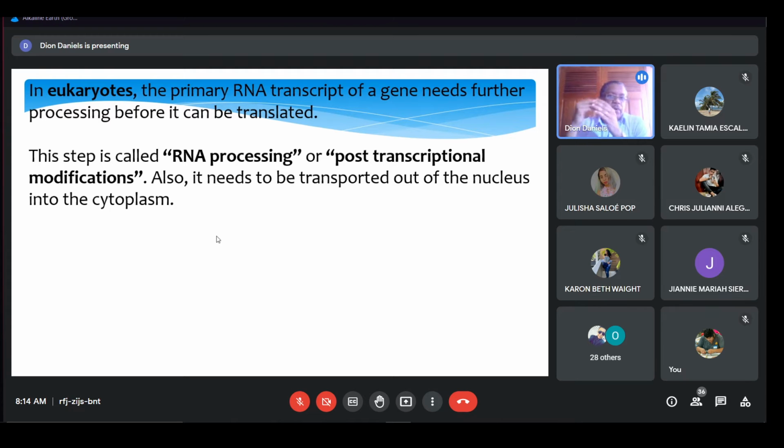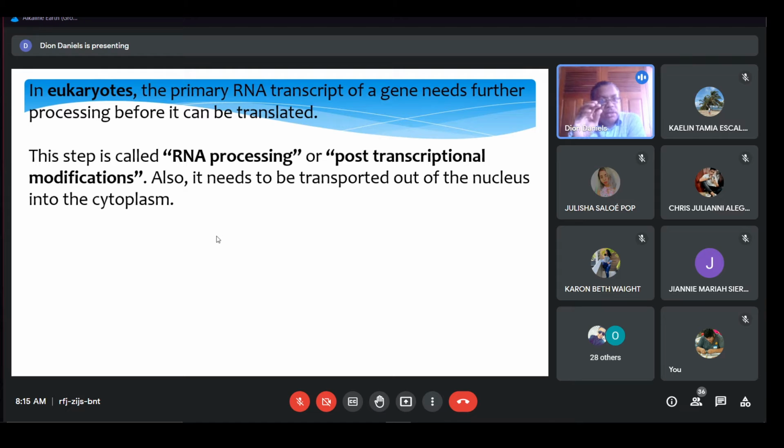So this step is called RNA processing or post-transcriptional modifications. Also, it needs to be transported out of the nucleus into the cytoplasm. So take note, in the case of prokaryotes, there is no nucleus. So that genetic material is found floating in the cytoplasm along with other organelles such as the ribosome. So when that messenger RNA is formed in prokaryotes, it can easily find its way over to a ribosome and start translation, even when transcription hasn't finished.